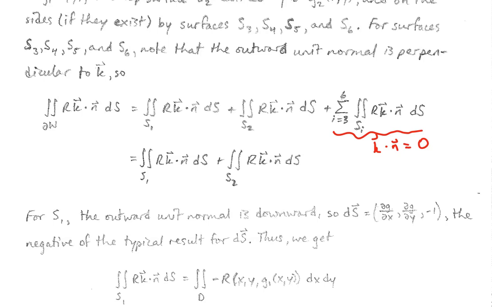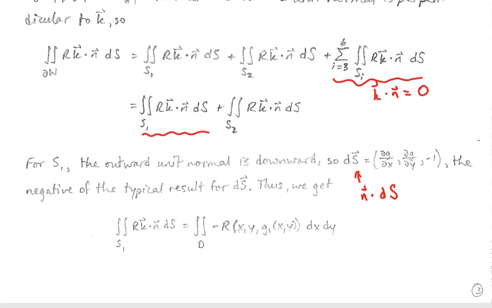So this right here, as we said, is n hat dS. So if I make this substitution into the first integral that we have right here, this is going to get us minus r of x comma y comma g sub 1. We're only concerned with the k component of n hat dS, and that k component is -1.